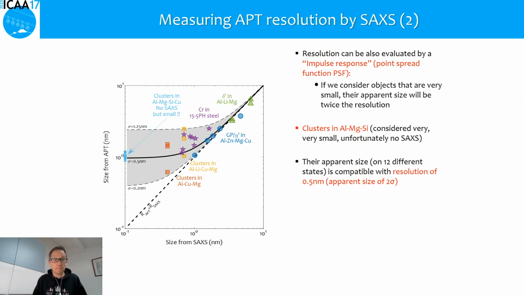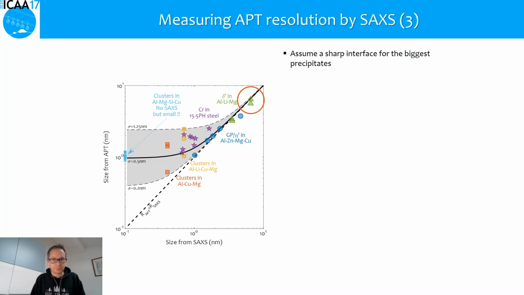Now, there is another way to estimate the spatial resolution with this kind of measurements, which would be to think of it like a point spread function. So I image the smallest objects I can think of, and their apparent size will give me the actual resolution. The smallest objects I can think of are clusters in 6000 series alloys. I don't know exactly what size they are, and unfortunately you can't measure them in SAXS, but we know they're probably very, very small. And interestingly, for 12 different data sets, we've all measured them at around 1 nanometer. So it's actually also very compatible with a 0.5 sigma spatial effective resolution.